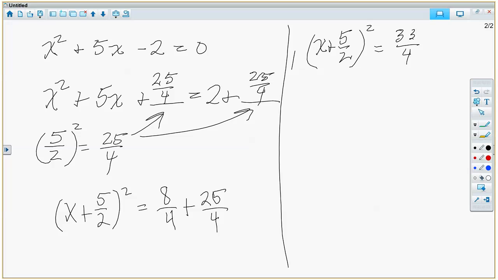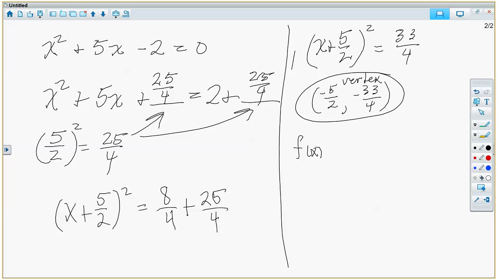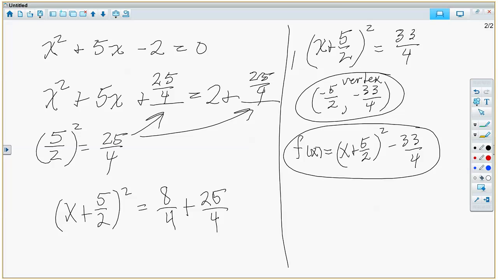Well, at this point, vertex is what? Negative 5 halves, comma, negative 33 fourths. You can also write it as f of x is equal to x plus 5 halves, quantity squared, minus 33 fourths. And you can solve it. x plus 5 halves is equal to the square root of 33 over 2.